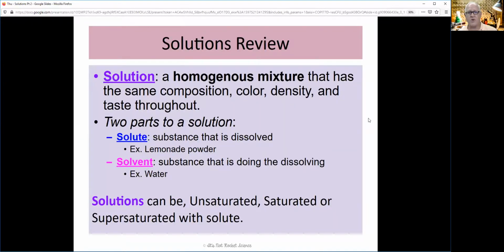All right, let's do a quick review of solutions. A solution is a homogeneous mixture that has the same composition, color, density, and taste throughout. There are 2 parts to a solution: the solute, that's the substance that's being dissolved, and the solvent, which is the substance that's doing the dissolving. Solutions can be unsaturated, saturated, or supersaturated with solute.